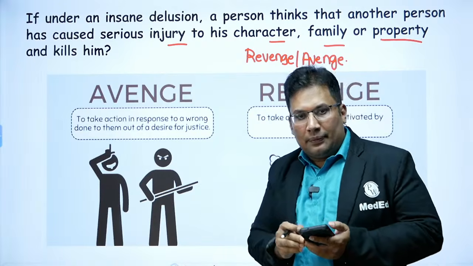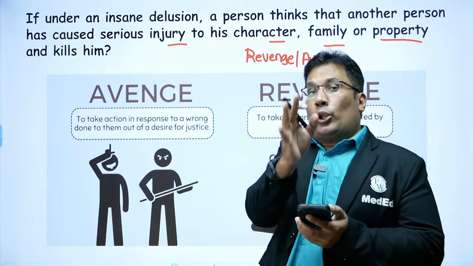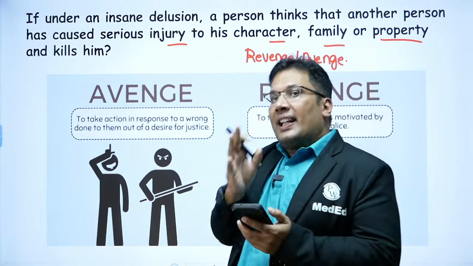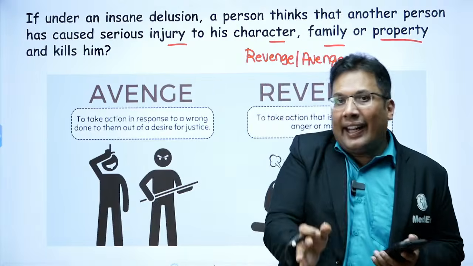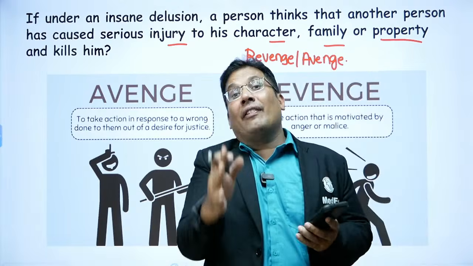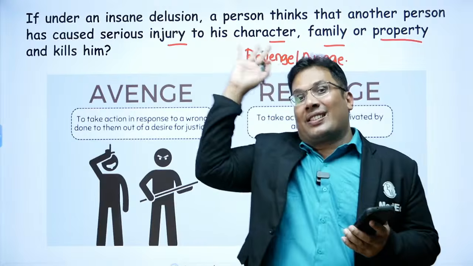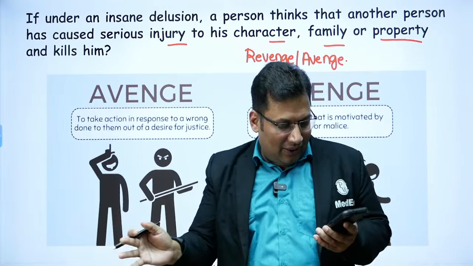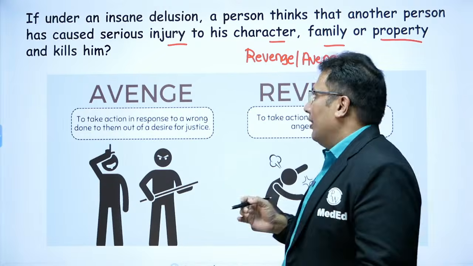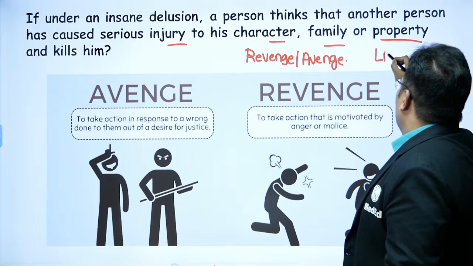Liable, not liable. So there is a motive. He is clearly stating that he killed because of some revenge. The past history and the revenge is there. Yes, now he is liable. Very good. So now liable.